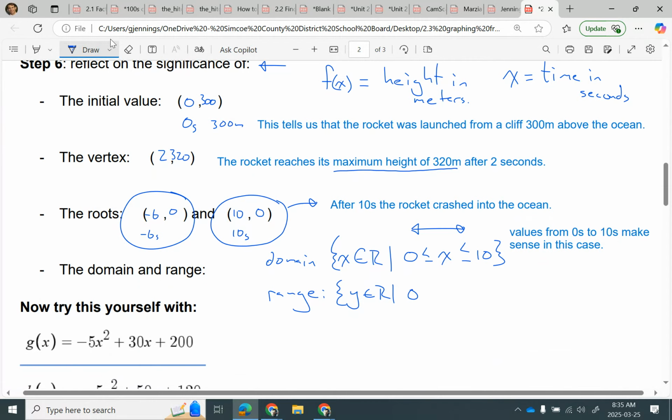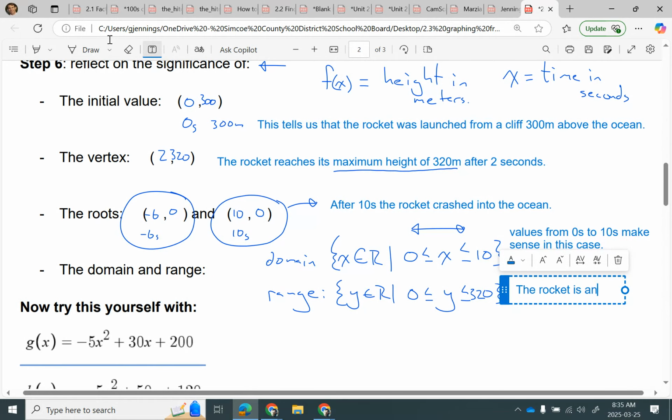And then the maximum, well, you told me 320, which was the maximum height of the rocket, that would be the reasonable maximum. And so the physical interpretation of that is the rocket is anywhere from 0 meters high to 320 meters high. That's the meaning of the range in this case.